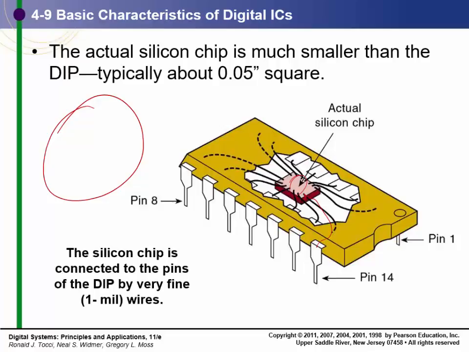But this is the process of making the IC. If you look at this piece here, this is the actual IC. The IC is extremely small in comparison to the plastic packaging. This packaging can be plastic, it can be ceramic, it can be glass. That's what we're showing in terms of what's happening there.